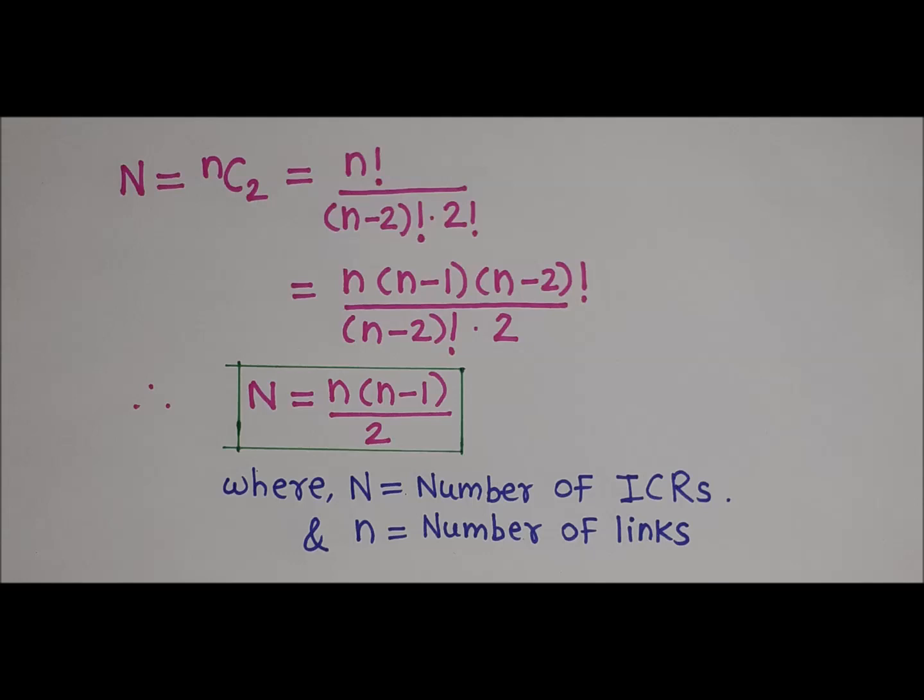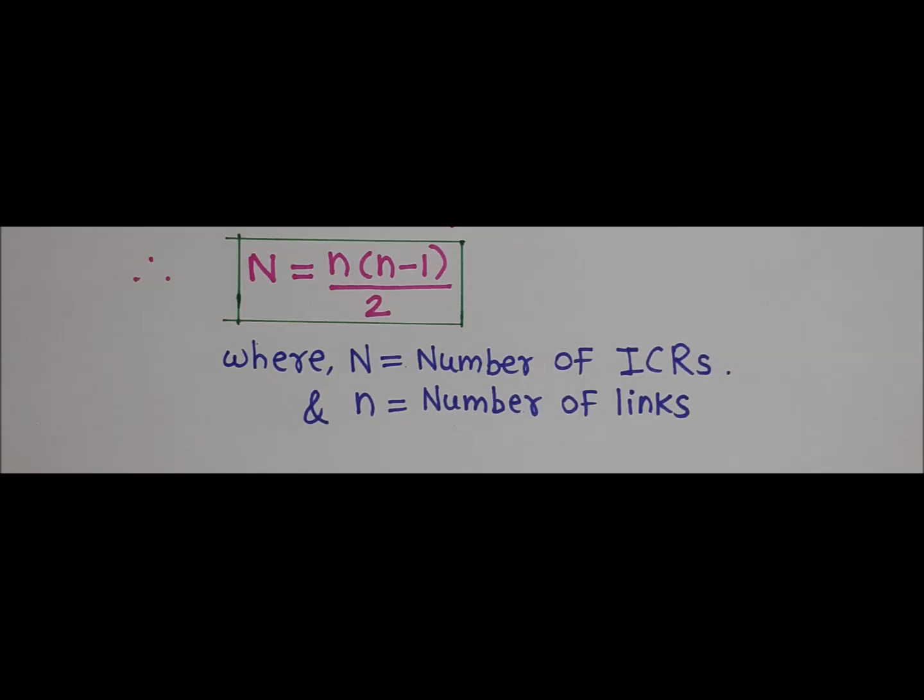We can expand n factorial as n into n minus 1 into n minus 2 factorial, and 2 factorial will be equal to 2. n minus 2 factorial will be cancelled from numerator and denominator, and we will have the relation N is equal to n into n minus 1 divided by 2, where capital N is the number of ICRs and small n is the number of links in the mechanism. Hence, we have the relation for the number of ICRs as N is equal to n into n minus 1 divided by 2, where small n is the number of links.